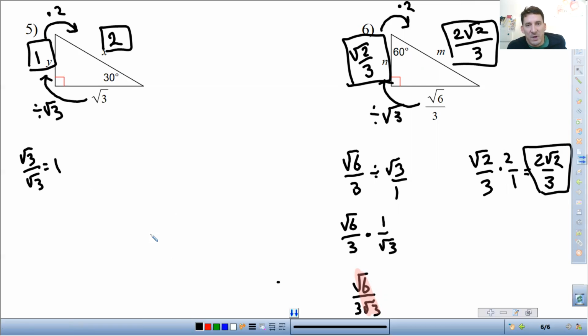Next, we're moving on to trigonometry, sine, cosine, tangent. Can't wait.